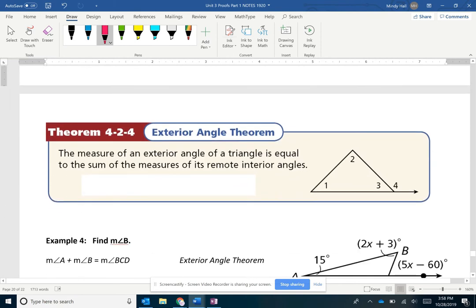All right, so then the exterior angle theorem tells us that the measure of an exterior angle of the triangle is equal to the sum of the measures of its remote interior angles. So that tells us that the measure of angle 4 is going to be equal to the sum of angle 1 and angle 2. Okay?